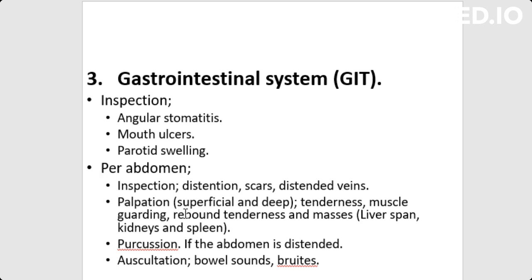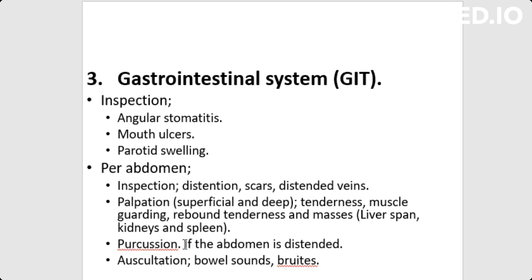On palpation, you need to do both superficial and deep palpation, looking for tenderness, muscle guarding, rebound tenderness, and also the organs which we are talking about here: the liver, the kidneys, and spleen. Don't forget to measure the liver span, which is always from 8 to 12 centimeters.